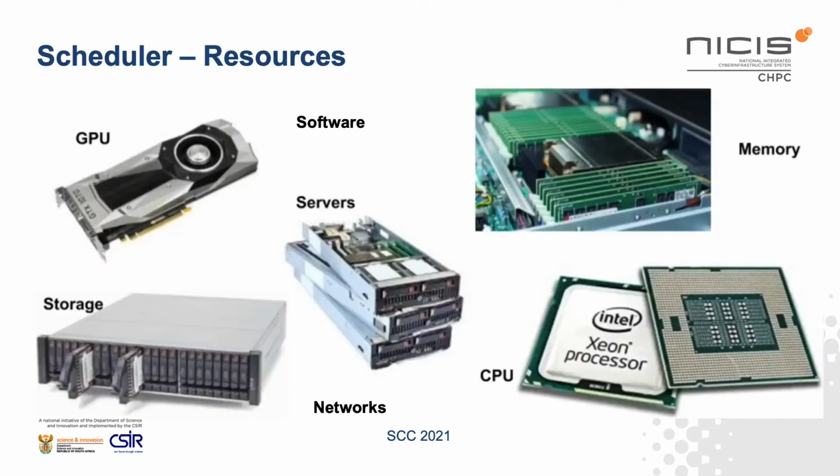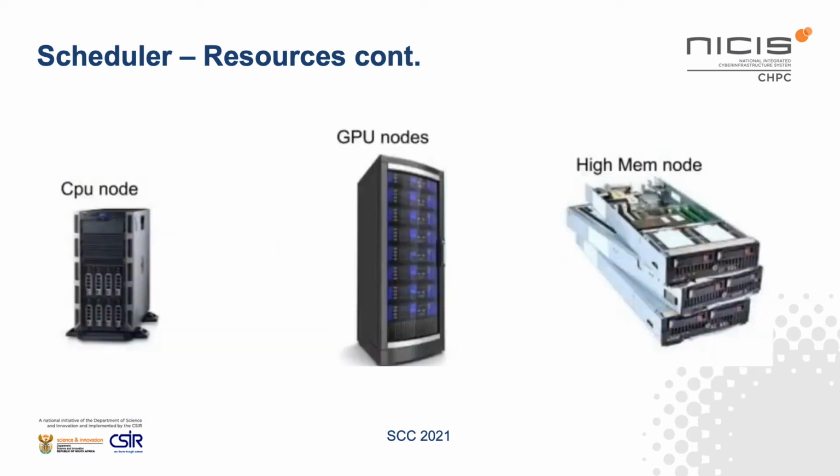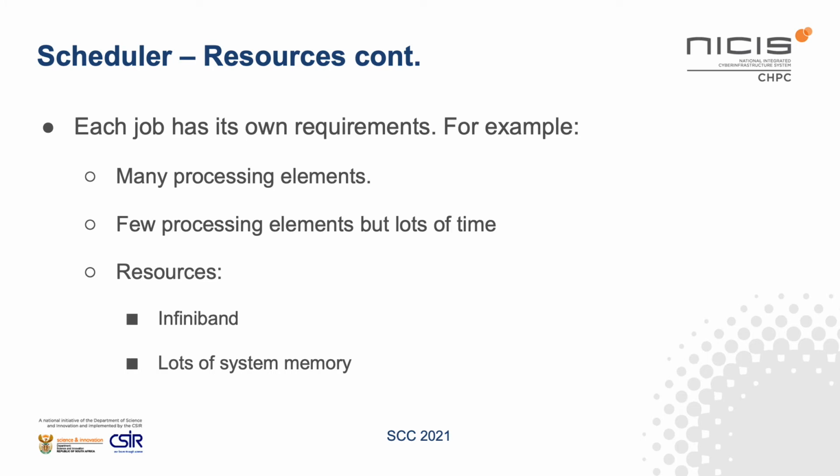HPC systems are made up of many resources, such as GPUs, servers, memory, storage, and CPUs. Even software and networks are all considered to be part of the resources that HPC provides. When a user submits a job on the HPC system, they specify the type of resources that they need. For example, CPU nodes, GPU nodes, or even high memory nodes. Some jobs may require many processing elements or CPUs, while other jobs may require fewer processing elements, but lots of time to run on the system.